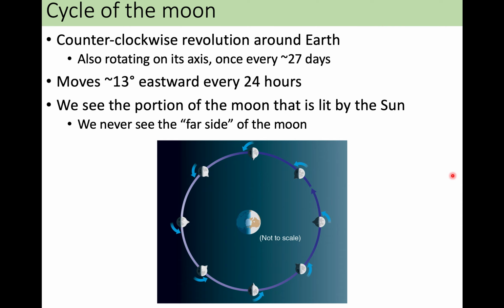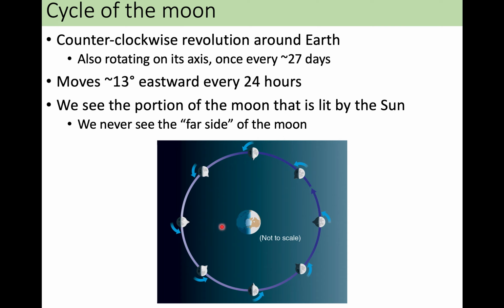So let's think about the moon. The moon revolves around Earth counterclockwise, this way, every month or so. However, the moon is also rotating on its own axis. It rotates on its axis about every 27 days. So the moon moves about 13 degrees eastward every day around its orbit around Earth.